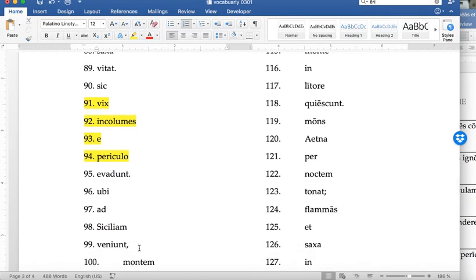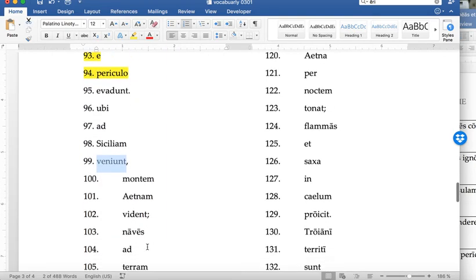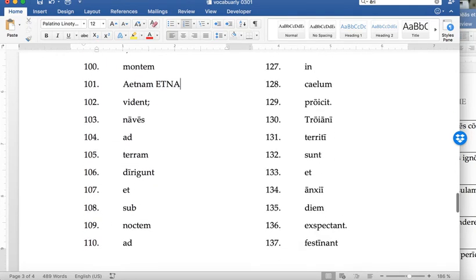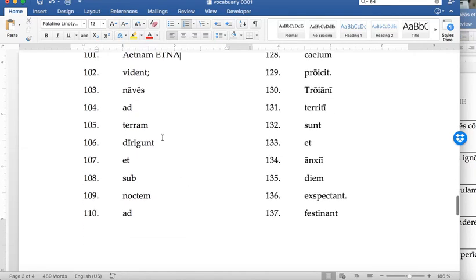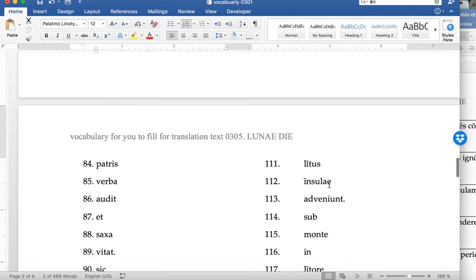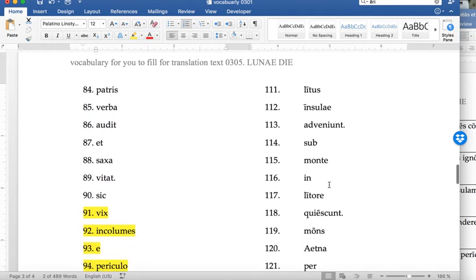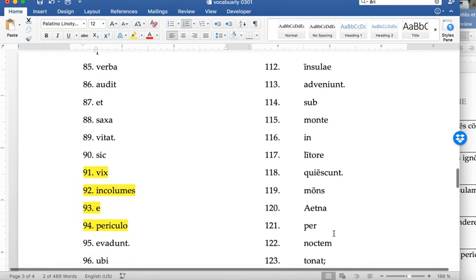Ubi ad Siciliam veniunt, when they come to Sicily, montem Etnam vident, they see Mount Etna, which we just spell like this. Etna. It's a sort of a spewing volcano. It's not a really very explosive volcano, and erupts often. Naves ad terram dirigunt, they direct the ships to the land, et sub noctem ad litus insulae adveniunt.